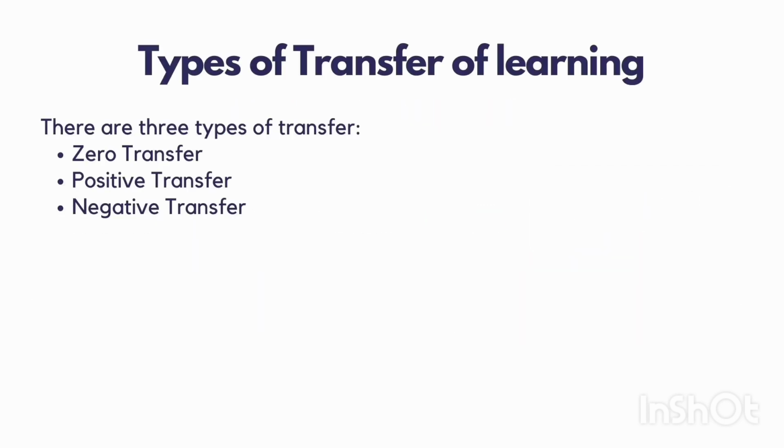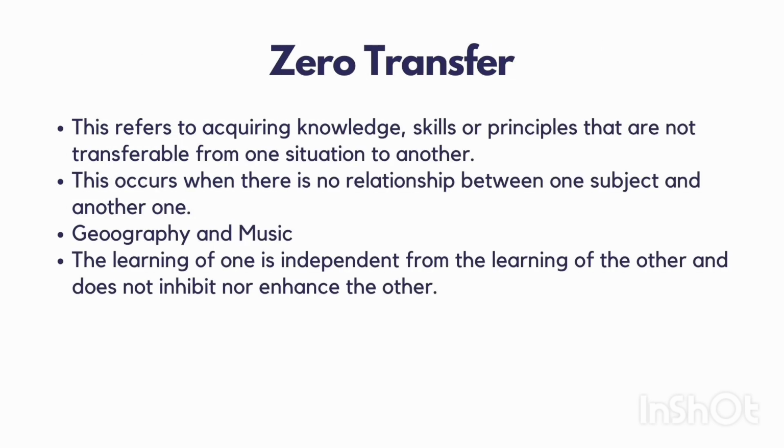Types of transfer of learning. There are three types of transfer of learning: zero transfer, negative transfer, and positive transfer. Zero transfer. This refers to acquiring knowledge, skills, or principles that are not transferable from one situation to another.